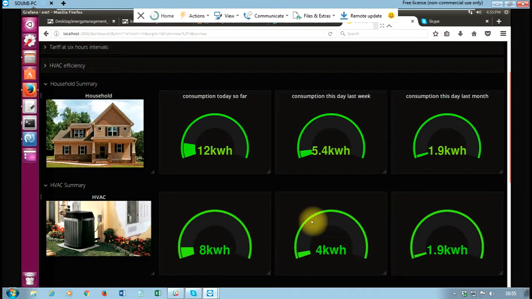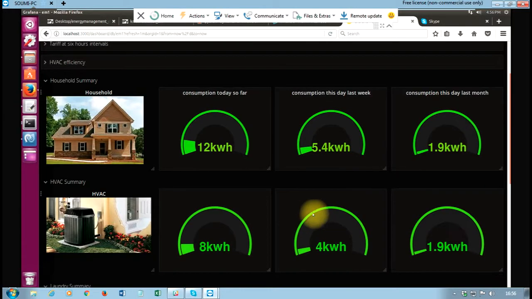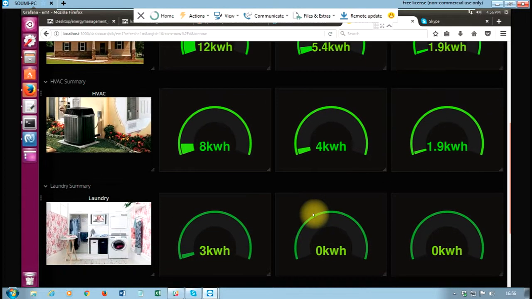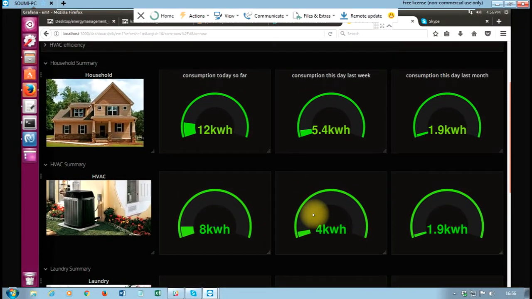Hi. These dashboards are about a household which has three submeters, including HVAC, laundry, and kitchen. And the first dashboard that we are looking at shows the consumption today and the consumption this day last week and consumption this day last month. And we can see that the consumption today has been much more than what was the consumption this day last week at this point of time.